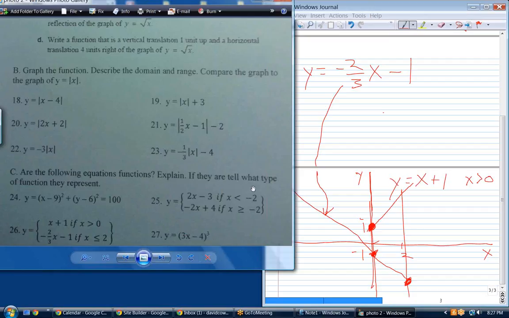If they are, what type of functions do they represent? Well, this was a circle, which is not a function. This was a piecewise function. This was a piecewise relation, but it's not a function either.